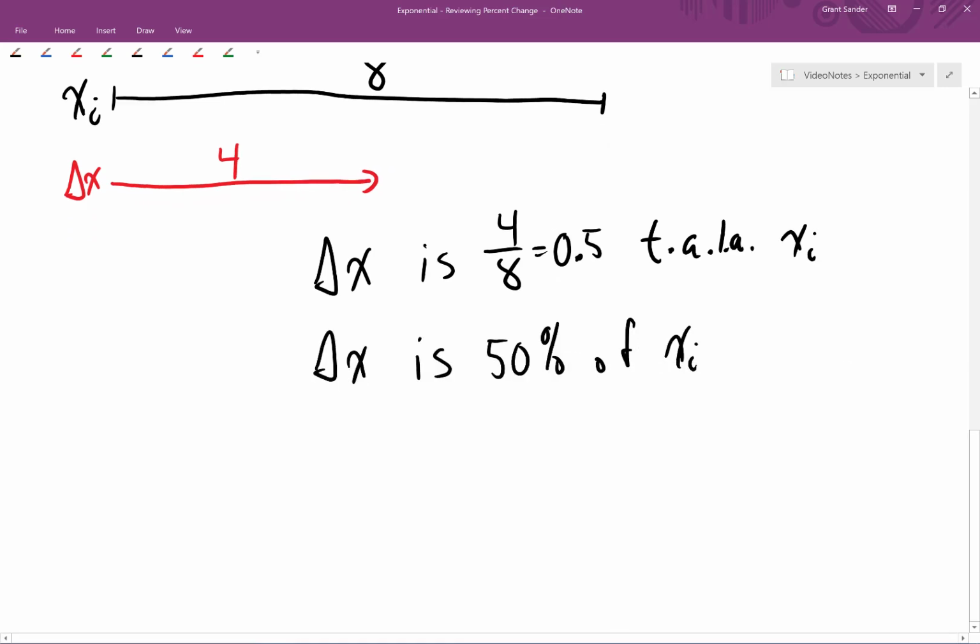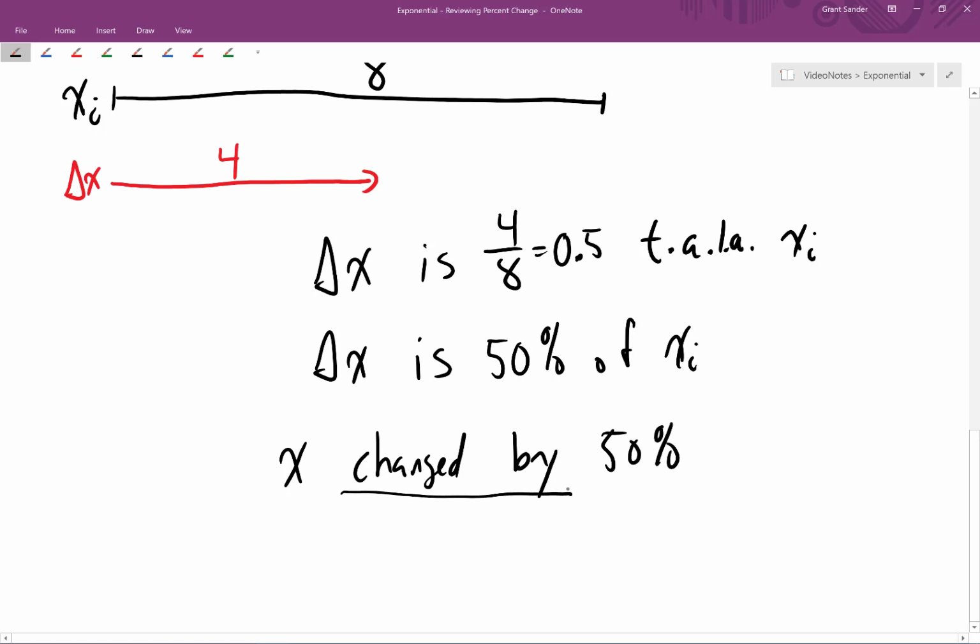Now, since our change in x is 50% of our initial value of x, we say that x changed by 50%. So x changed by 50%. And we say that this 50% is the percent change in the value of x. So anytime we talk about percent change, we're referring to the measure of the change in the value in units of 1% of the initial value of that quantity.